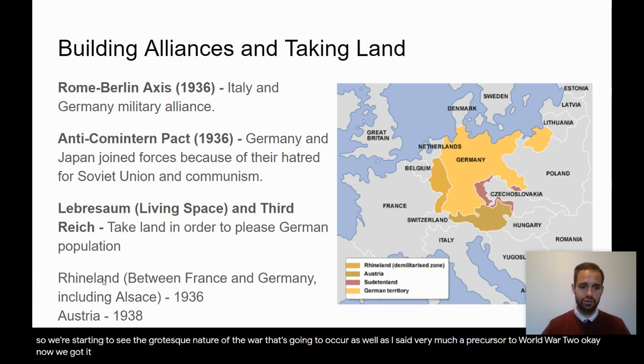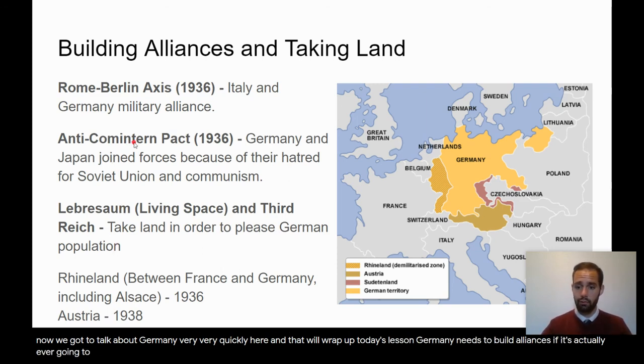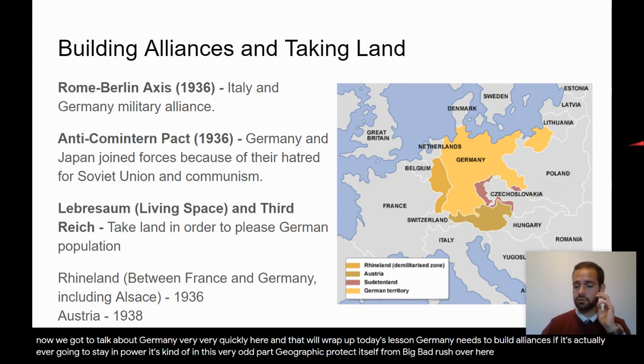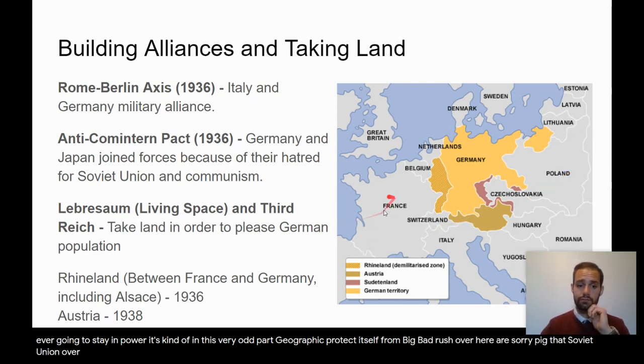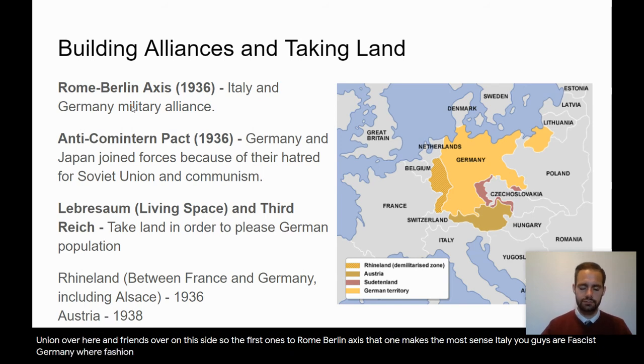Okay, now we've got to talk about Germany very, very quickly here, and that will wrap up today's lesson. Germany needs to build alliances if it's actually ever going to stay in power. It's in a very odd part geographically where it needs friends if it's going to be able to protect itself from big bad Russia over here, big bad Soviet Union over here, and France over on this side. So the first one's the Rome-Berlin Axis. That one makes the most sense. Italy, you guys are fascists. Germany, we're fascists. Let's get along.